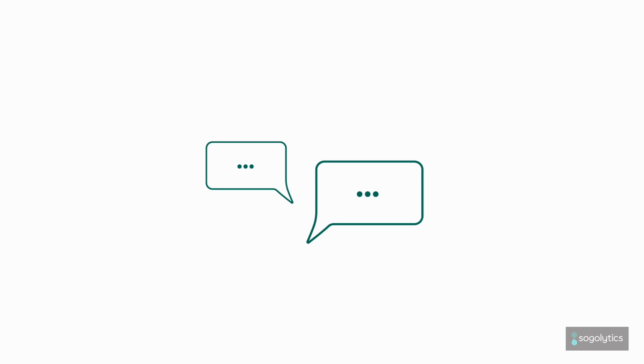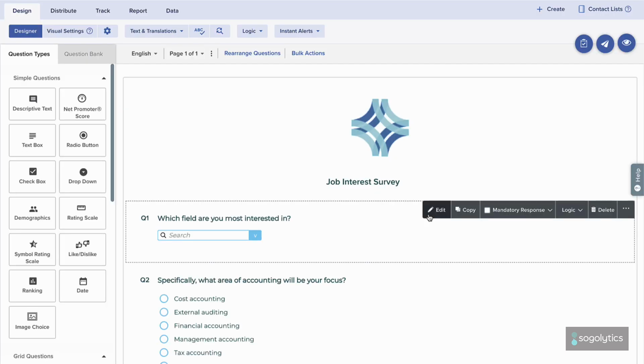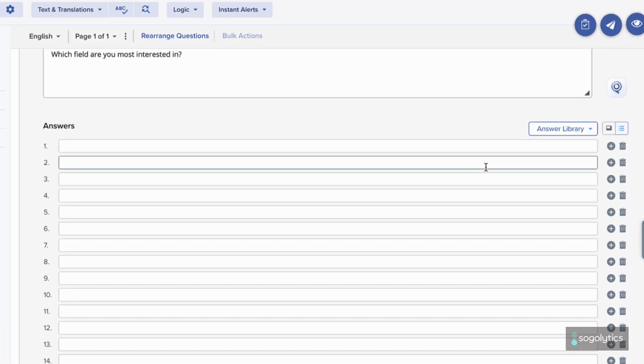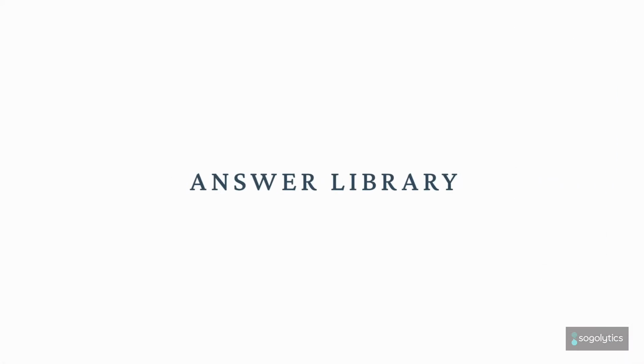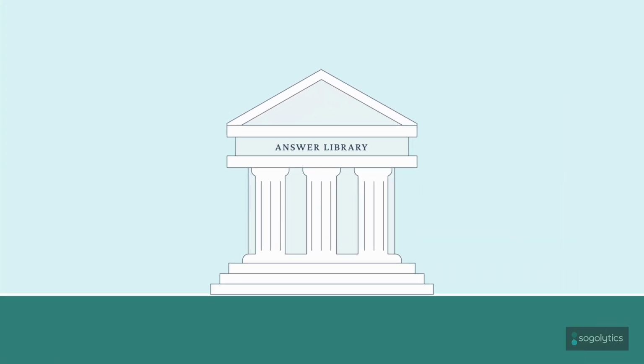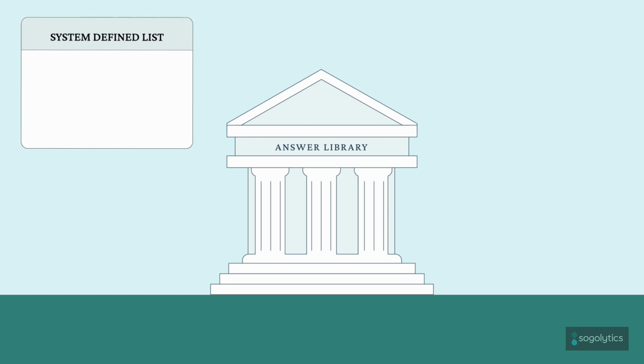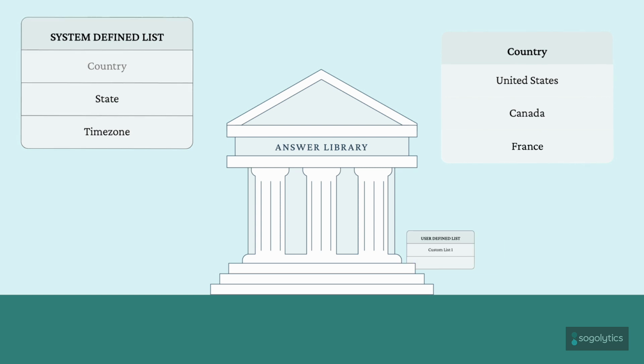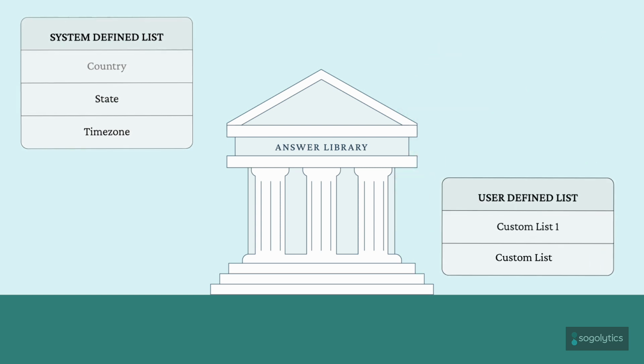We ask questions because we don't know the answers. Still, you can get a head start with our Answer Library. The Answer Library saves your time by offering preloaded lists of common answers, like country, state, or time zone. Plus, you can save your own customized answer sets to use again and again.